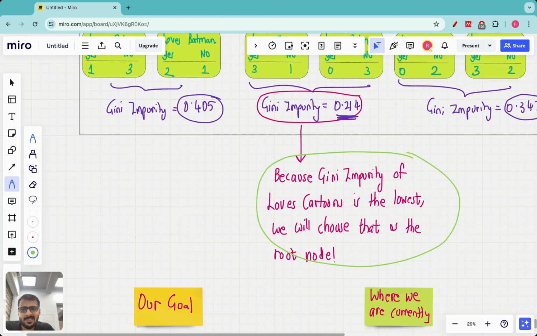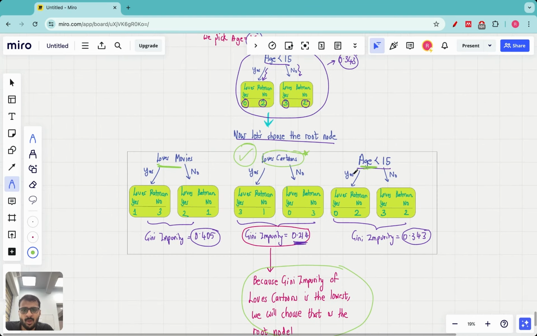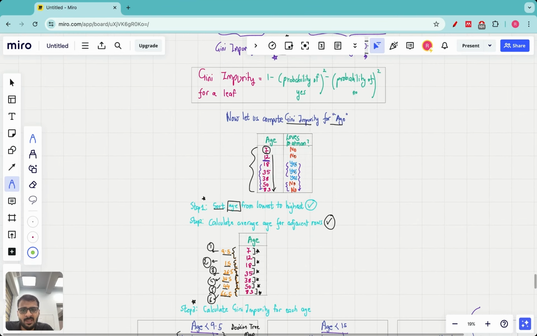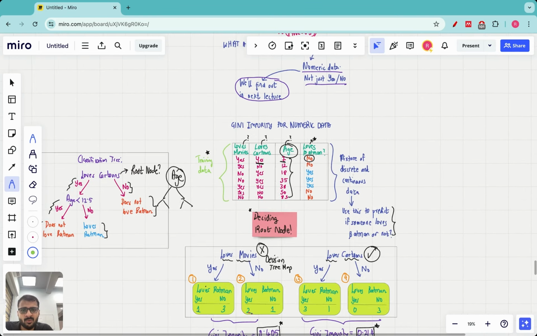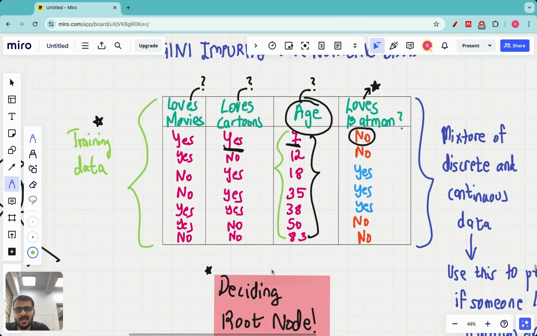So with this lecture, we have completed the first very important step of building a classification tree, and that is to find the root node. We found the Gini impurity for the loves movies question, for the loves cartoons question, and for the age. So we have found it not just for binary data, yes and no, but we have learned today how to find Gini impurity for numerical data as well.